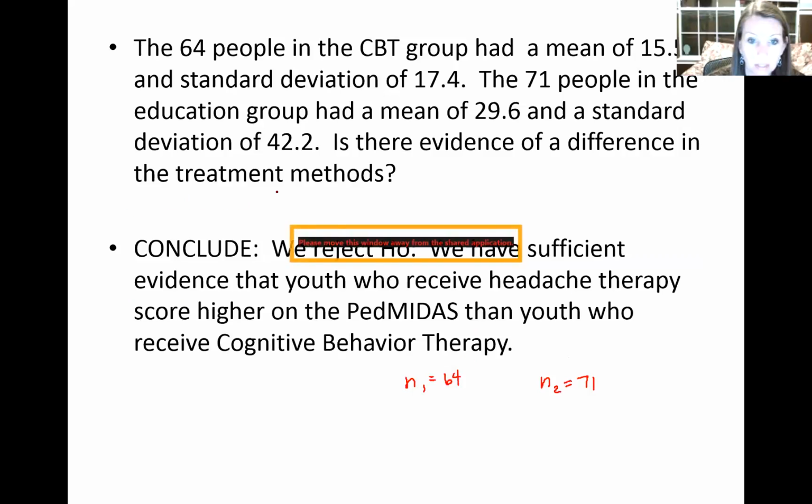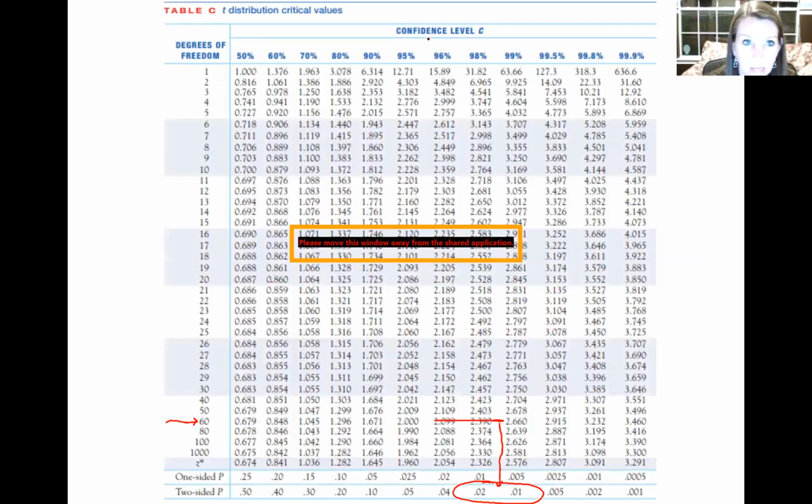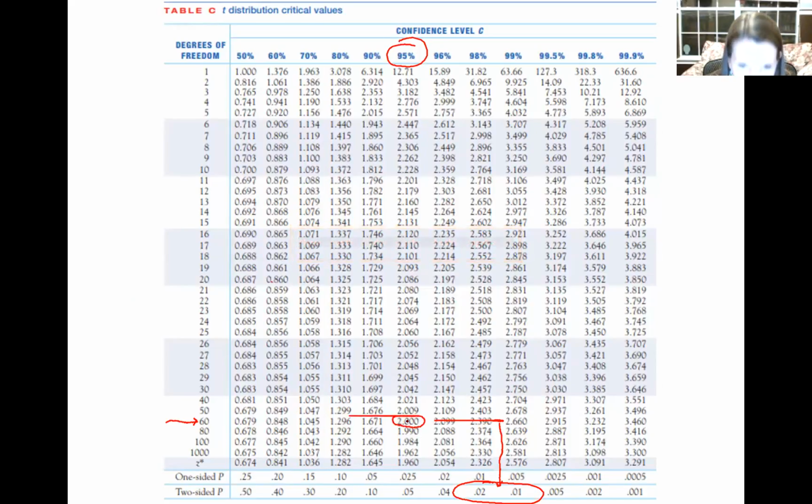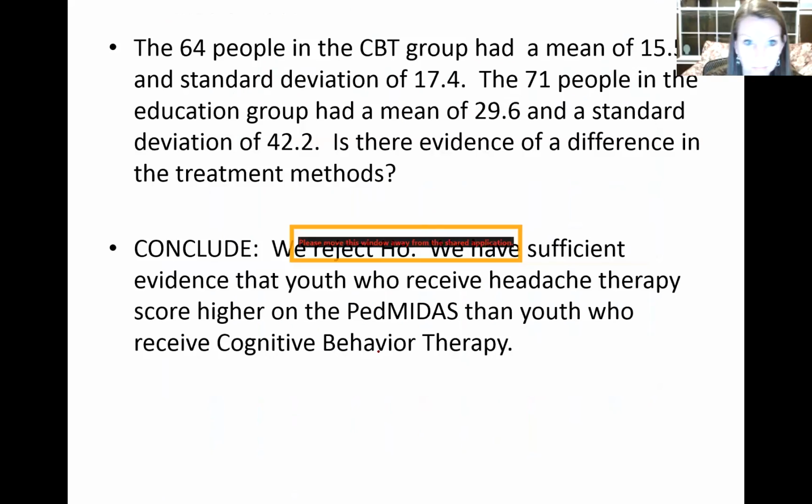So I'm going to go back to table C here. I'm going to look for 95% confident, and I didn't have 63, but I'm going to use the row for 60 degrees of freedom. I'm going to see where those two intersect, and it looks like, wow, that really turned out to be 2.000. That's pretty cool. Okay, so 2.000 is going to be my t star.